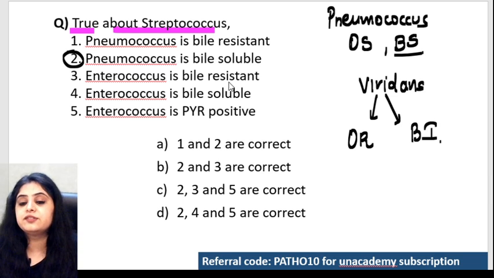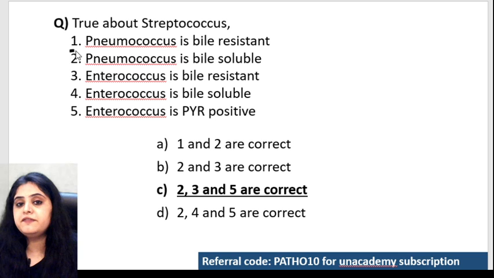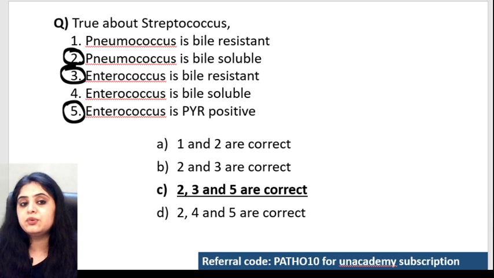Enterococcus is bile resistant. So suddenly you're like, ma'am, I don't know about Enterococcus as of now. Enterococcus is bile soluble. Enterococcus is PYR positive. So what are my right statements? Now I have to pick. The right answer over here is 2, 3, 5. 2, 3 and 5 are right. But for that I'll have to read Enterococcus. And what do you understand by Enterococcus? It is going to be this.